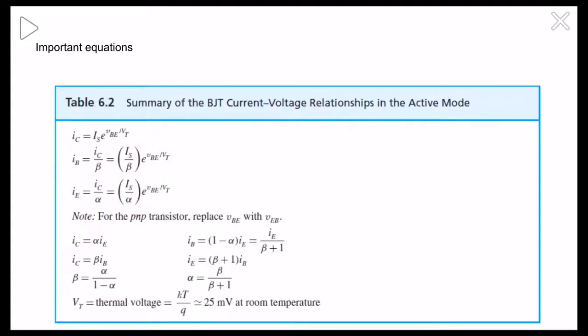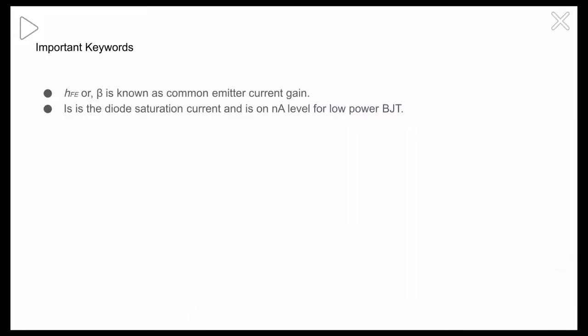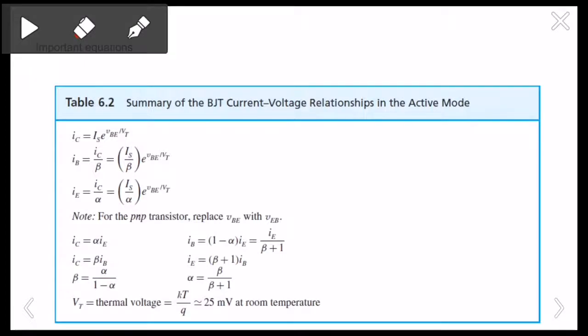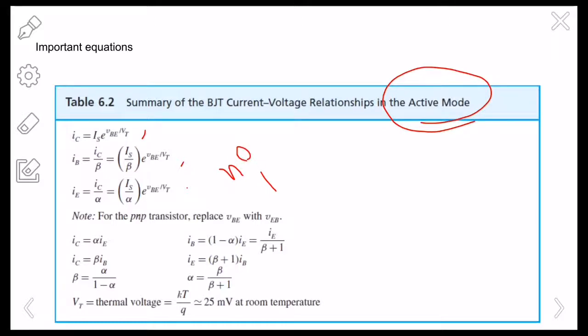You can see here the equation for IC. These are the equations in active mode. IC is equal to IS times e to the power VBE by VT. IB is equal to IC by beta. IE is equal to IC by alpha. These are the equations for an NPN transistor. Remember this, these are equations for NPN and for the active mode of operation.